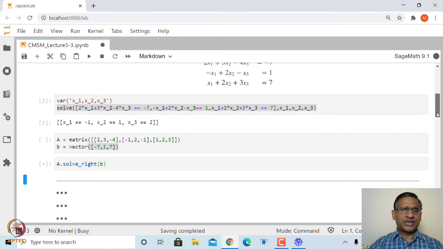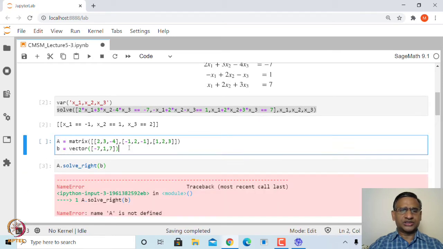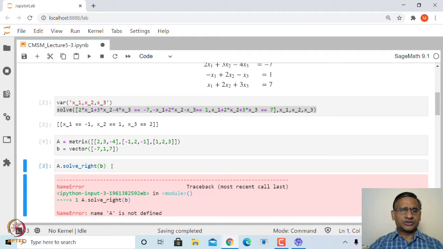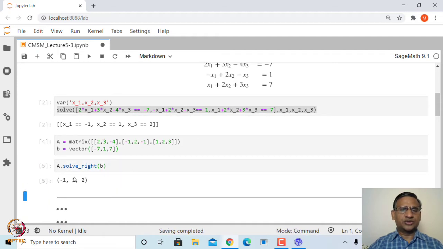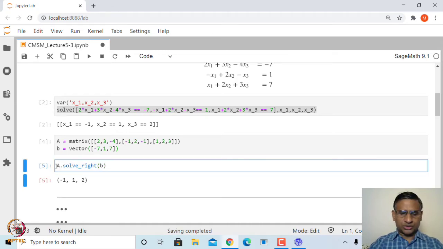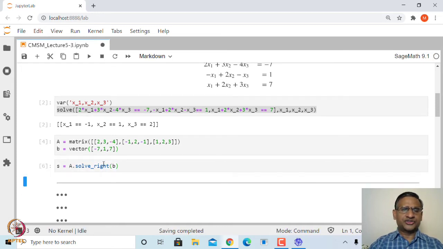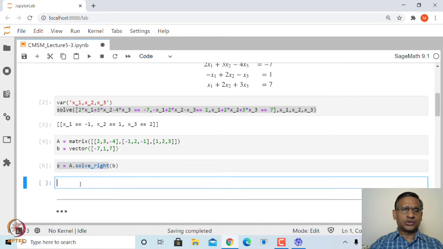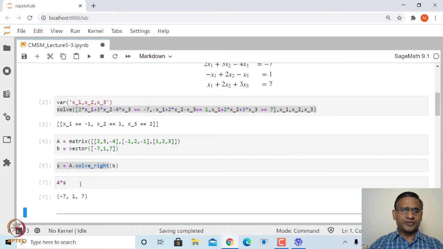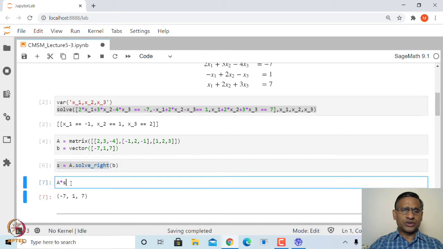Let us run this. I did not execute this, so let me execute this again. When we execute A.solve_right(B), it will give you the solution as a vector. Now, suppose I store this in S is equal to the solution. Then we can check whether this is a solution. If it is, A times S should be equal to B, and that is what you can see here. You can check whether this is double equal to B.